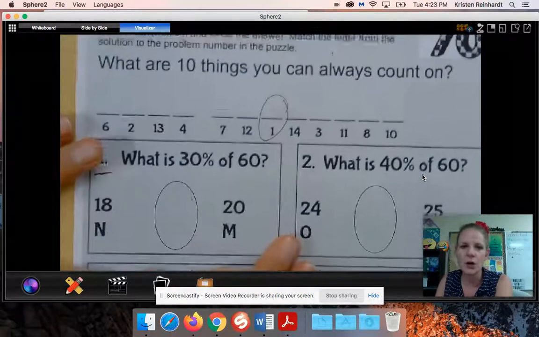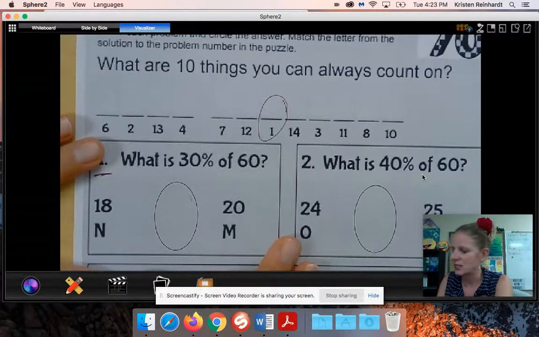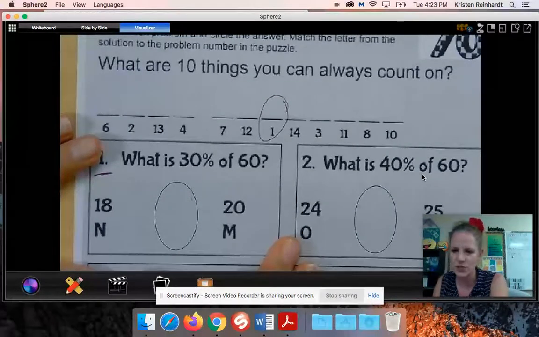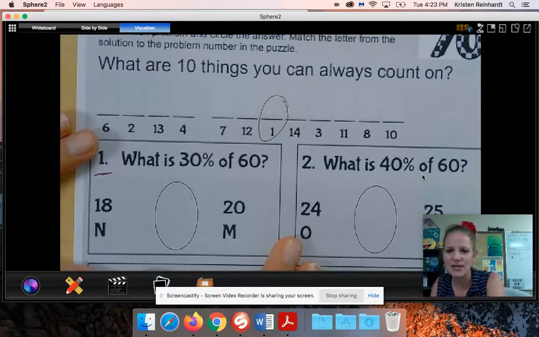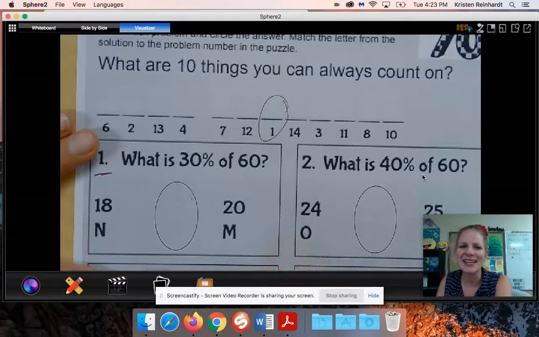One thing that I know I can count on is my team. So team is the secret word for the day. Remember, you can always count on your team. All right, have a great day. Thanks, 6th grade.